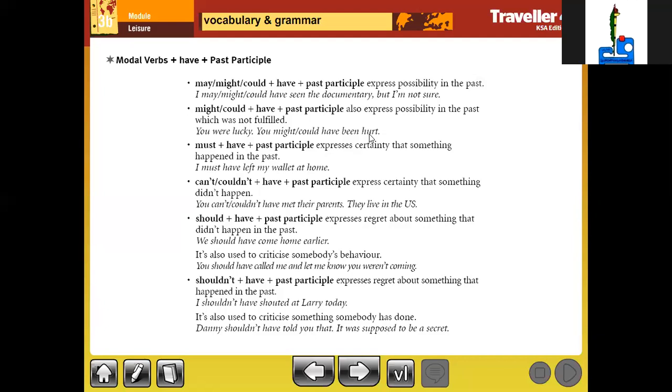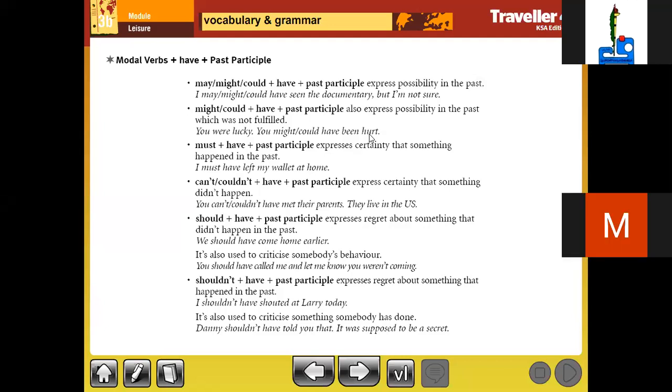So we use may or might or could plus have plus past participle to express possibility in the past. We are not sure this happened or not. We also use might or could plus have plus past participle of the verb to express something that was not fulfilled in the past, but it was possible to be done. This was possible to be done, but it didn't happen at all.